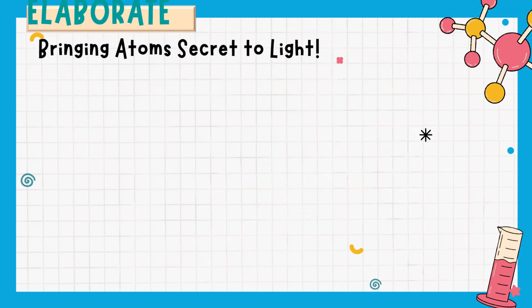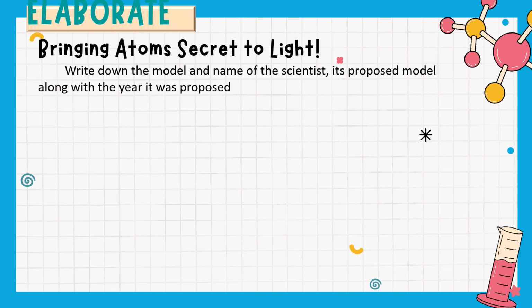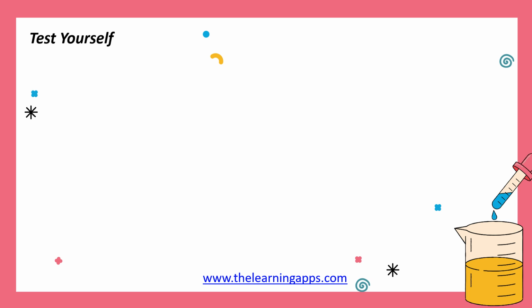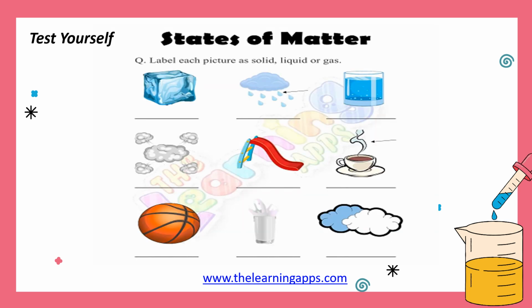Now let's elaborate, bringing the atom's secret to life. Write down the model and name of the scientist, its proposed model, along with the year it was proposed. There's a table presented with the model, proponent, and year. Let us test yourself. For the states of matter, label each picture as solid, liquid, or gas.